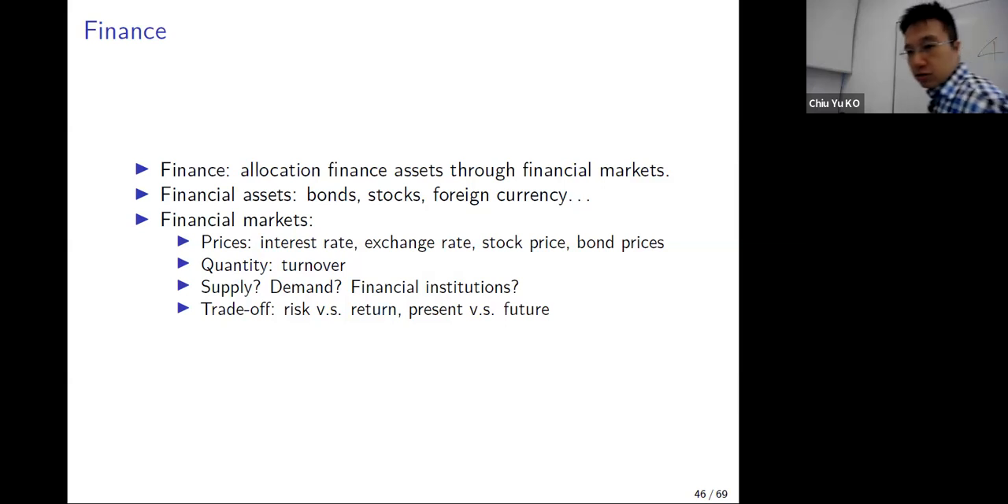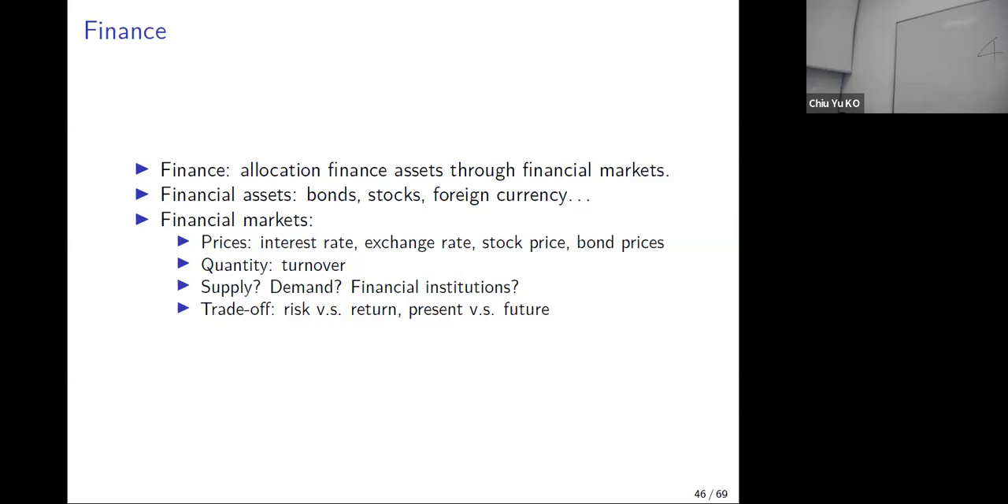Okay. So as we said, finance is studying the allocation of financial assets through the financial market, and that's basically it. So studying finance is no different from econ, or from the banking industry, the same. The only difference is the different types of financial assets: the bonds, stocks, and foreign currency. Depending on each type of asset, they will be somewhat different.